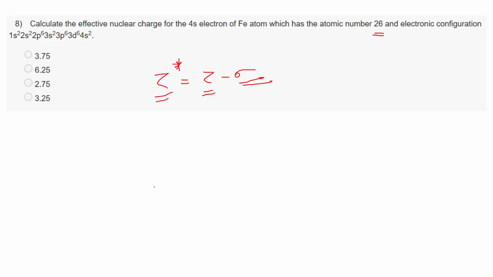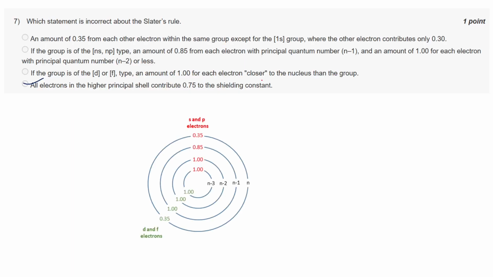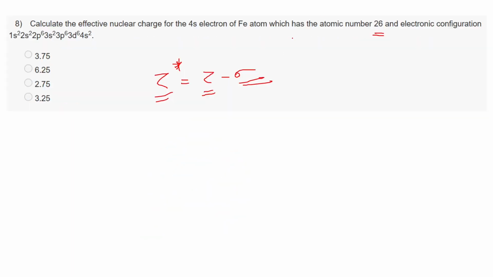Ma'am, we will calculate sigma according to the previous question's rule, right? Yes, these are Slater's rules. Ma'am, for each shell we'll add it up, for n minus 1, then n? Yes, for each shell, we'll add it up. I'll give you 3-4 minutes, and after you put the answer in the chat box, we'll discuss it.